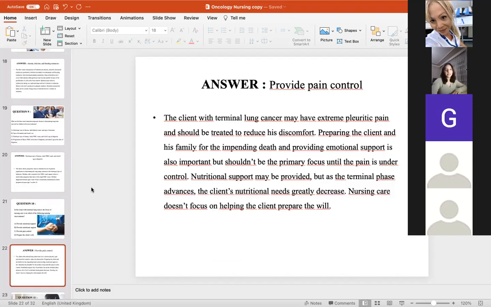And answer, provide pain control. The client with terminal lung cancer may have extreme pleuritic pain and should be treated to reduce his discomfort. Preparing the client and his family for the impending death and providing emotional support is also important, but shouldn't be the primary focus until the pain is under control. Nutritional support may be provided, but as the terminal phase advances, the client's nutritional needs greatly decrease. Nursing care doesn't focus on helping the client prepare the will.